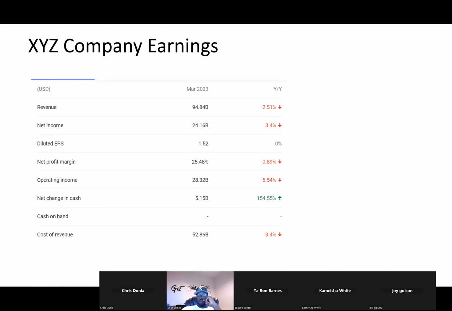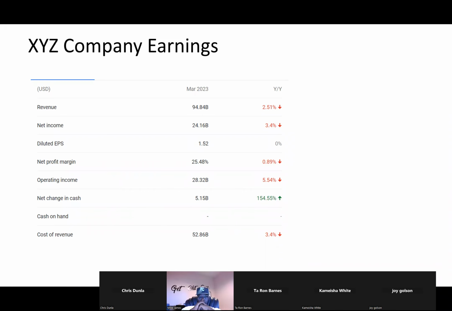Right. What percentage does it play in the pie as it relates to cash on hand? Does it matter in relation to, say, the revenue, net income, and the share? So I would say on this one, I'm not sure why they don't show the cash on hand, because they definitely have a war chest of cash on hand. So I'm not sure why it's not shown here, because it obviously has a net change in cash of 5.15 billion. So they do have cash on hand. But when it comes to what percentage does it weigh, yeah, it's important for sure.